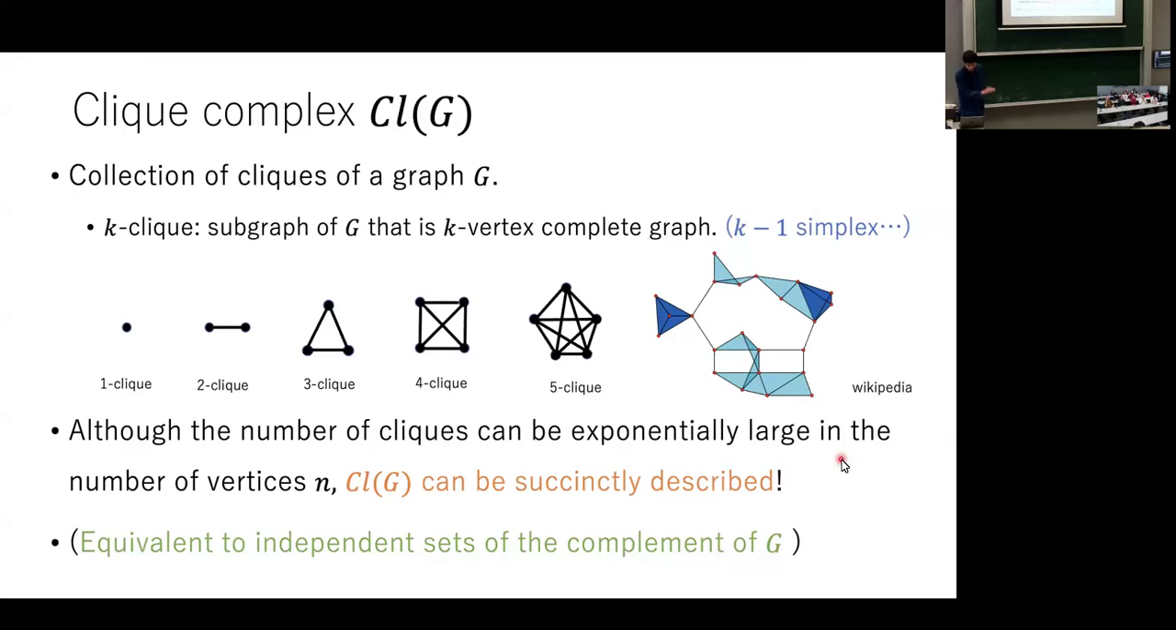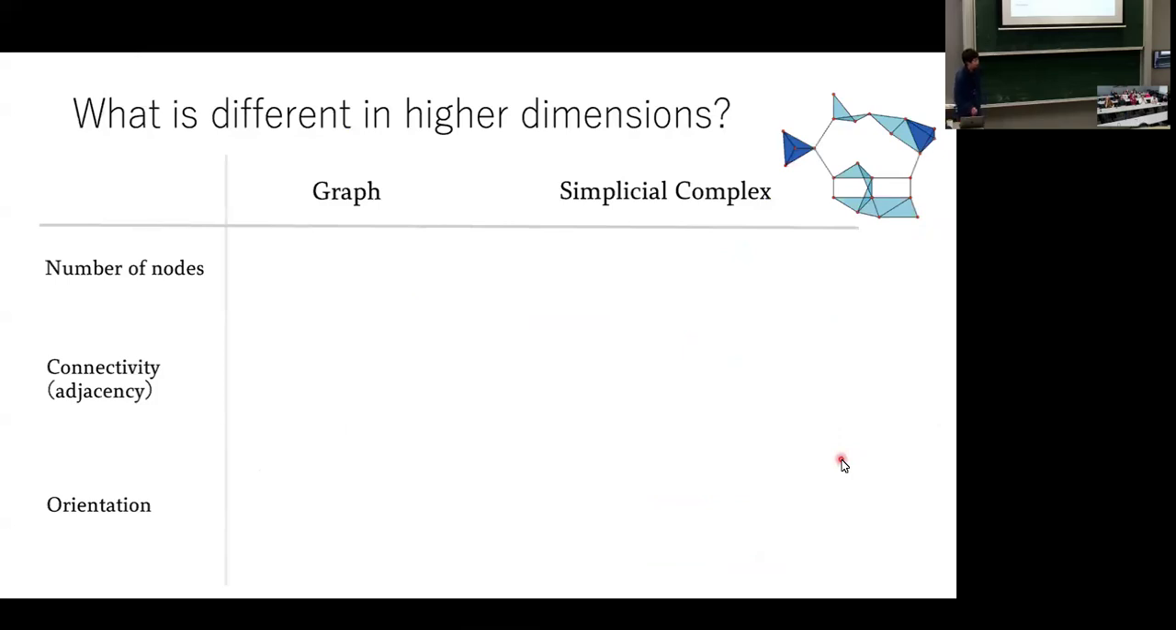Basically, I will talk about results on clique complexes, and I want to highlight what is different in higher dimensions compared to the analysis of graphs. So first is the number of nodes. For graphs, the number of nodes is the number of vertices, which is n, or if you think about the edges as nodes, the number is of order n squared. But for simplicial complexes, the number of nodes is n choose k, which can be very large if k is not a constant.